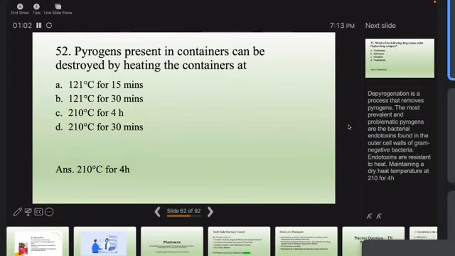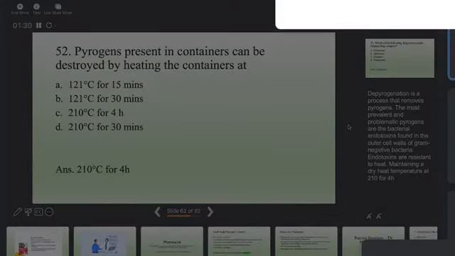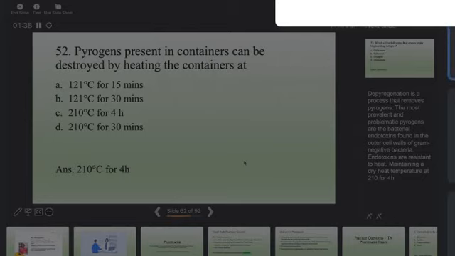What we should remember here is pyrogens are not exactly microorganisms. They are endotoxins, so their outer cell wall is slightly thicker than other bacterial agents. So they require higher temperatures to be destroyed. So the answer is 210 degrees Celsius for 4 hours. Okay, following everyone? Okay, so we'll move to the next question.